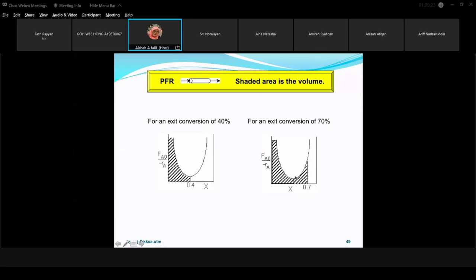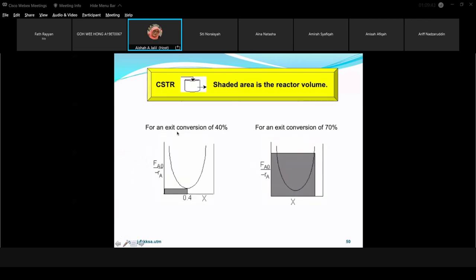If 70 here is 40 here, the axis must be F0 over negative rA. If there is no F0, you have to multiply by F0. Both have F0. And this is for the CSTR. If it is 0.4 only here, it is because it touches the point on the curve. If 70 like here, it is because the curve is here. This is for chapter 2.